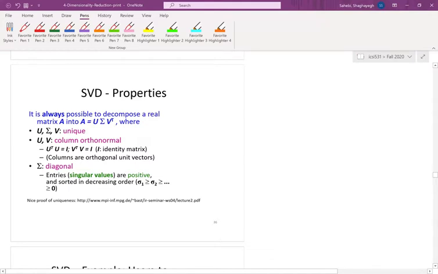And also sigma is a diagonal matrix whose entries on the diagonal are positive and can be sorted from the largest to the smallest, similar to what we have seen in PCA. The entries on the diagonal of sigma, we call them singular values. And the columns of U and V are singular vectors.